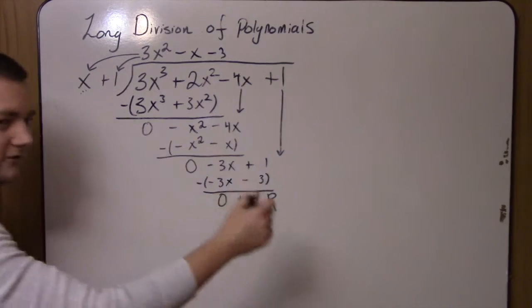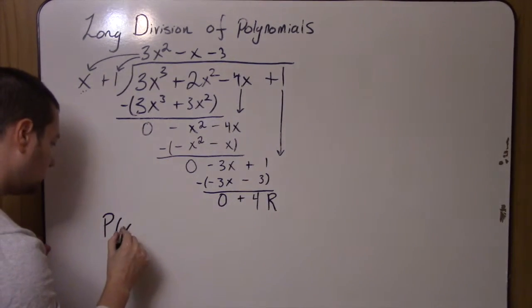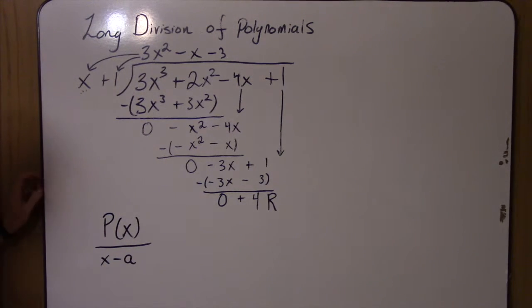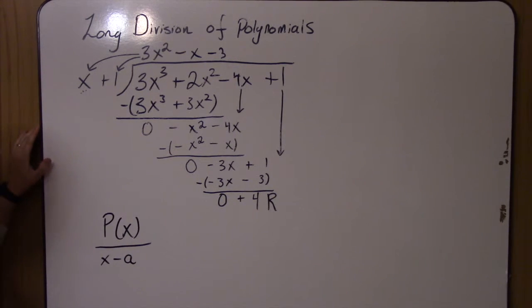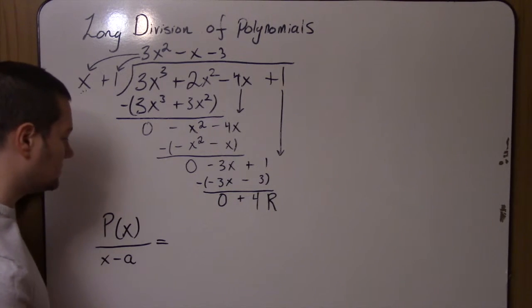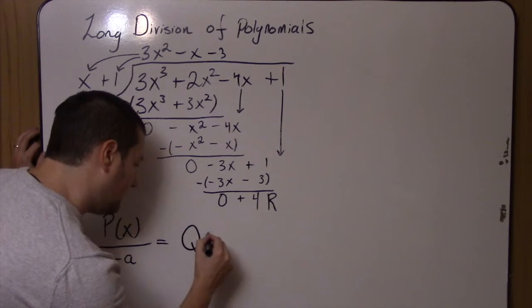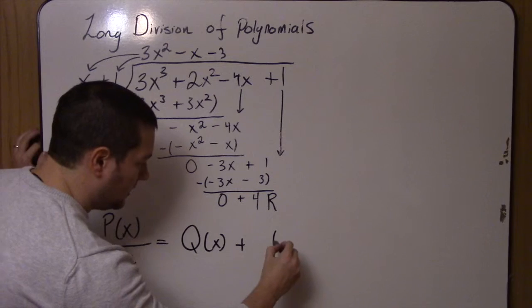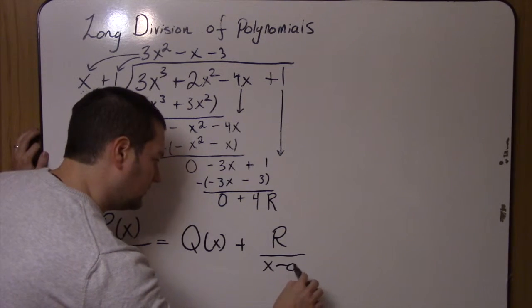So let me see if I can write it over here. I'm going to disappear for a second. P of x divided by x minus a. And the p of x being your polynomial, the x minus a being your linear factor that you're dividing by. And I've seen this in some various things, but I'll say q of x, so that's your quotient, plus your remainder divided by your linear factor.